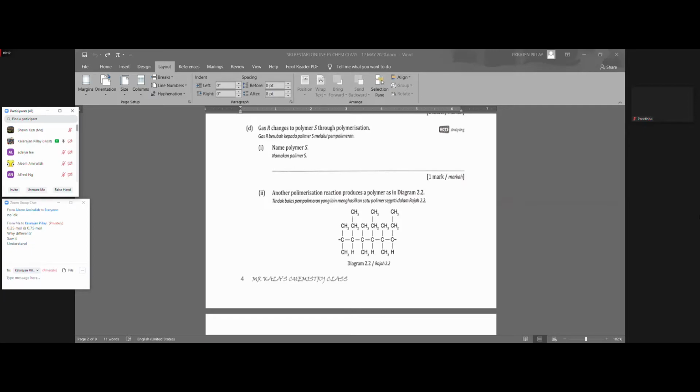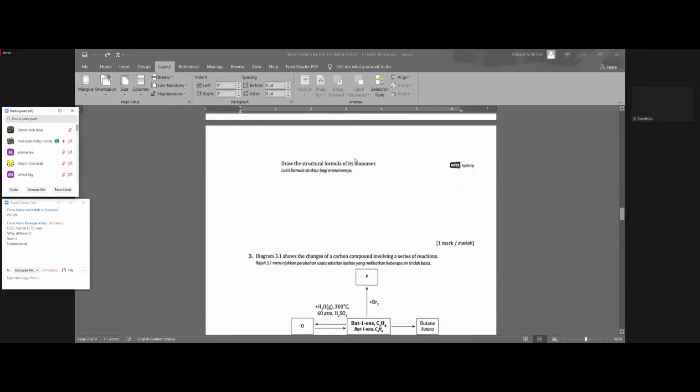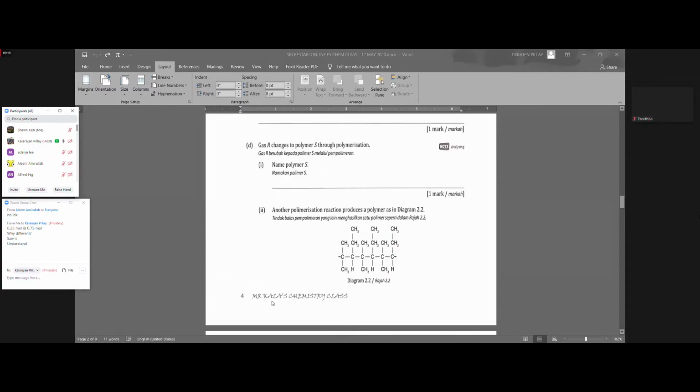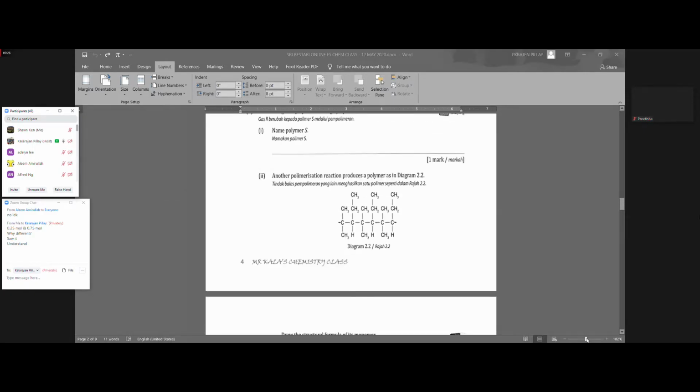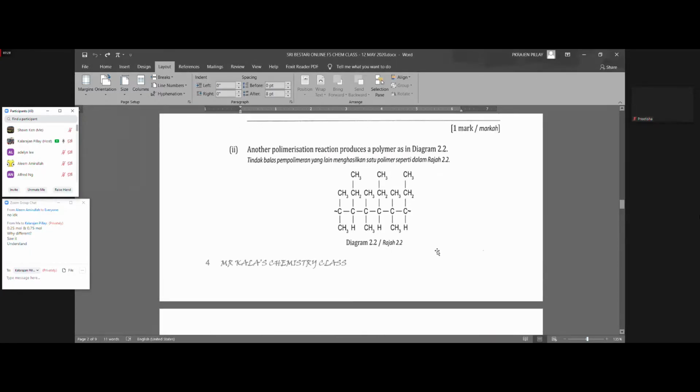Let's see what the question is asking us first. The question is asking you to draw the structure of the monomer. This is a polymer, you know. You might say, I never learned all this before. So Kala never taught me before, how come suddenly he's giving this? This is application of what you have learned. Understand? They can ask that. This is KBAT, SPM.